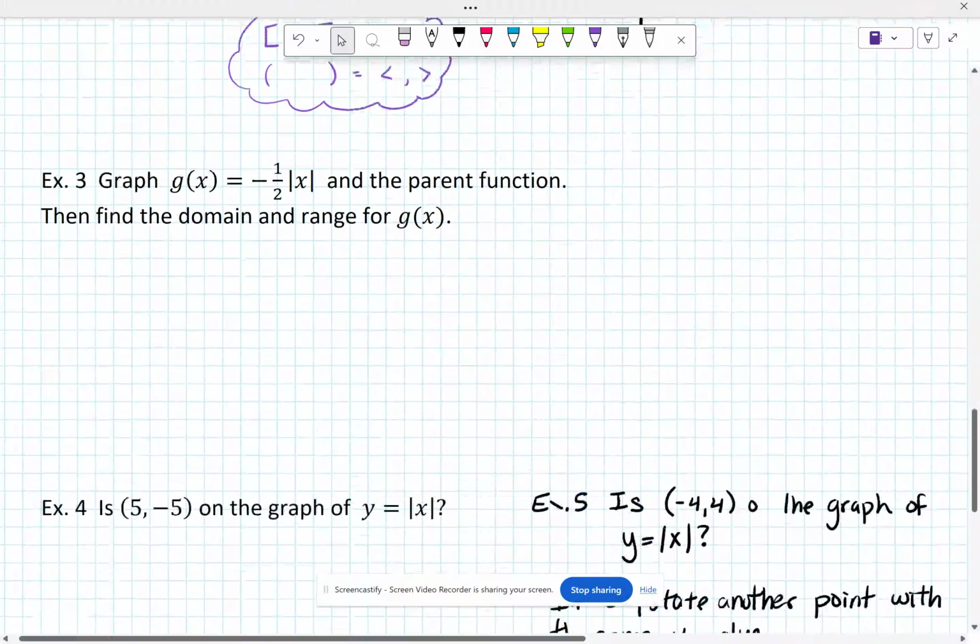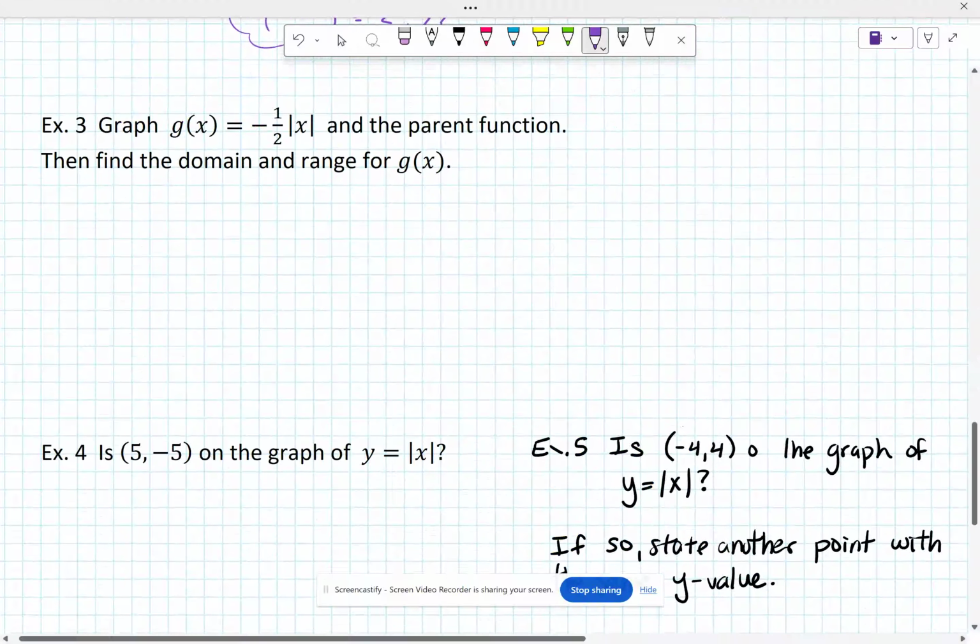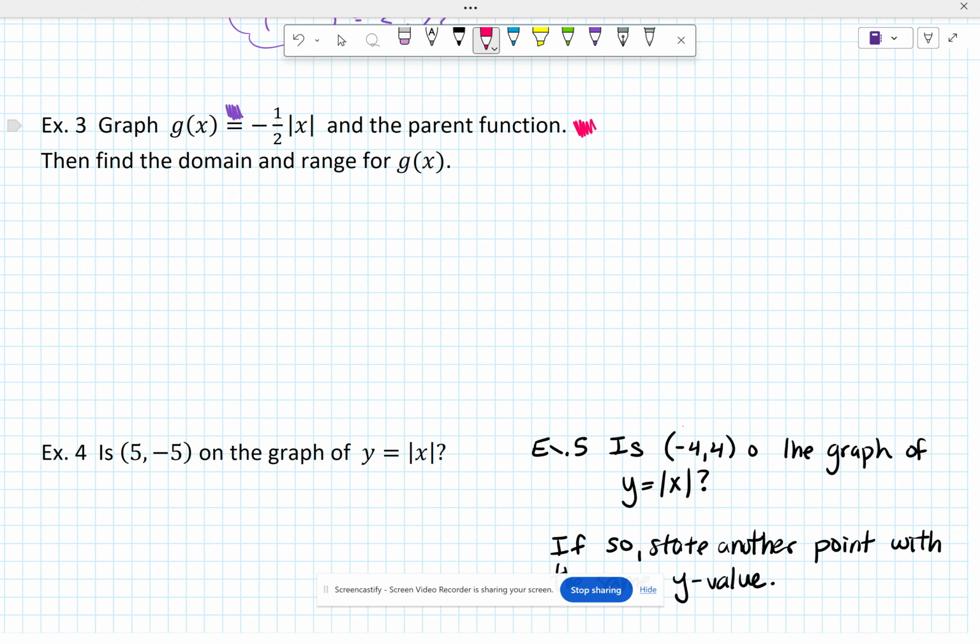Example 3, another comparison. Graph g of x and the parent function. So similar to what we did before. And then state the domain and the range. If you feel like you want to give this problem a try, I would absolutely invite you to pause this and go try this problem.